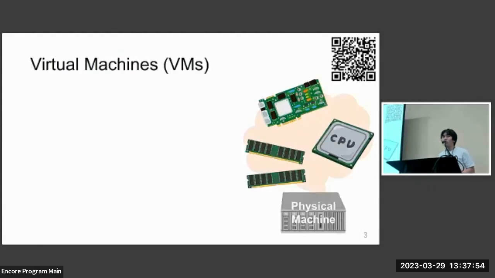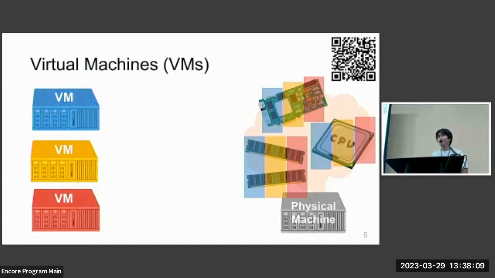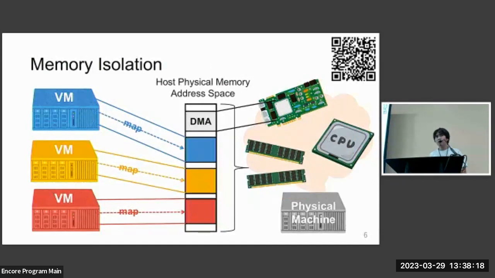Okay, so I talk about VMs. Essentially, we can run multiple virtualized machines on a single physical machine. The cool part of VMs is that we can partition the physical hardware resources and assign them to a specific guest VM. In this context, memory isolation is quite important. What I mean is, in this example, the blue VM cannot access the memory of the yellow VM and the red VM.